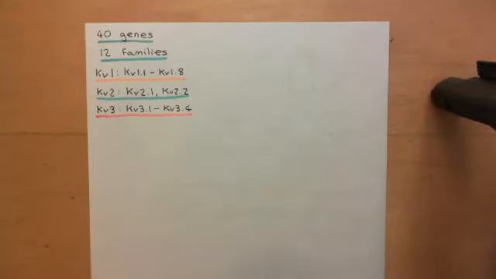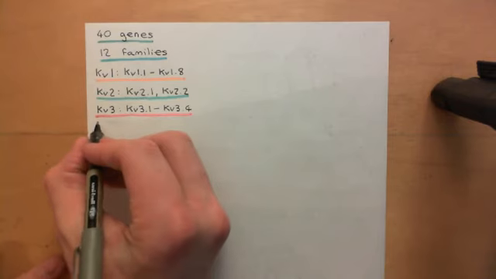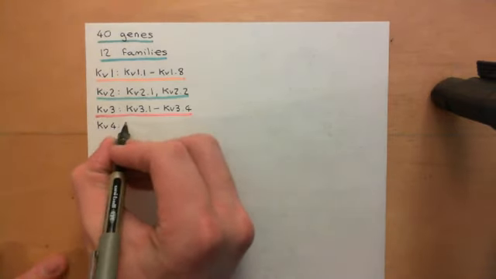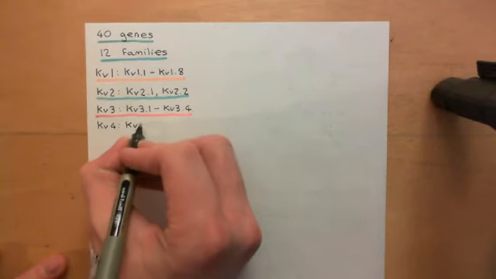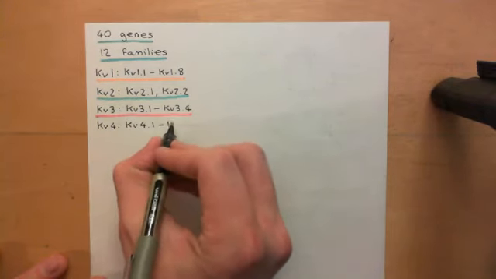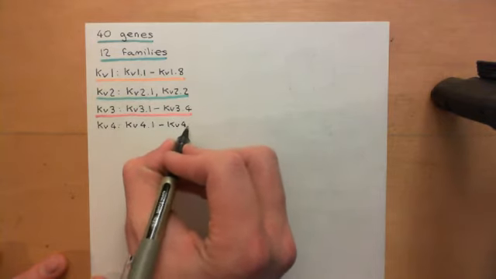Next up we'll have the KV4 family. The KV4 family contains 3 different members. And again, the nomenclature is always going to be this very sensible nomenclature. So it's KV4.1 all the way up to KV4.3.